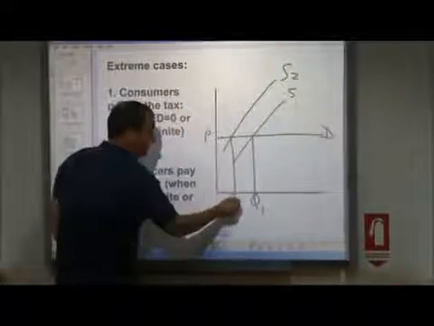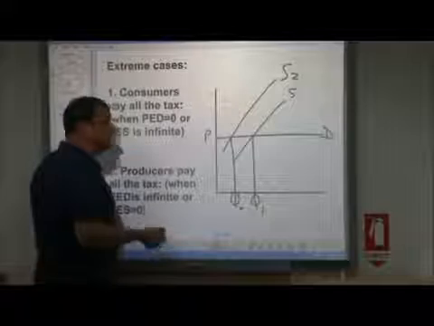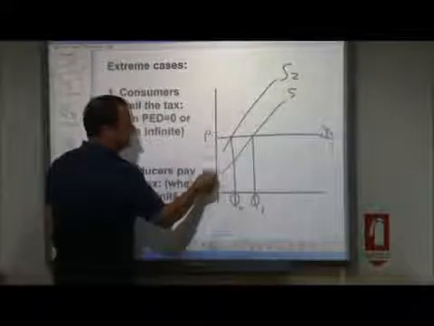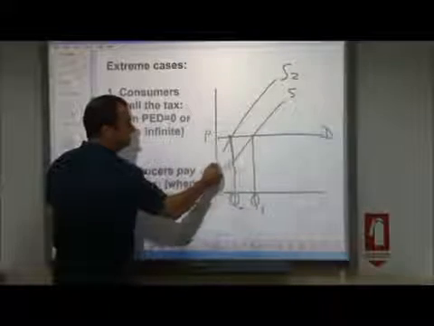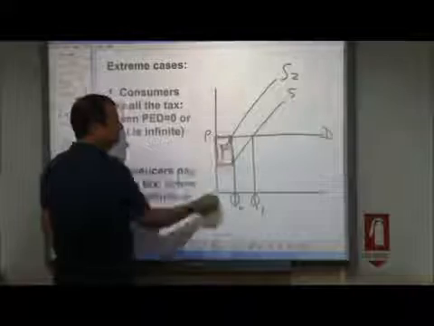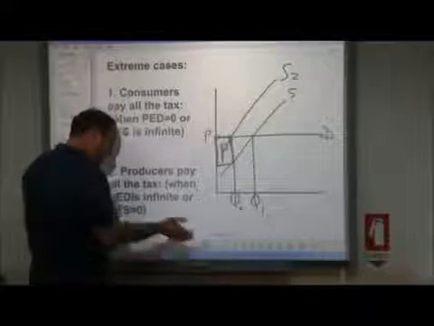There's the new equilibrium point. You can see the price has not changed, the consumers are not being burdened with any of the tax, and there's the vertical distance between the supply curves. That's the tax revenue for the government. There's no change in price, the producers must be paying all of it. Okay, so these are the extremes.